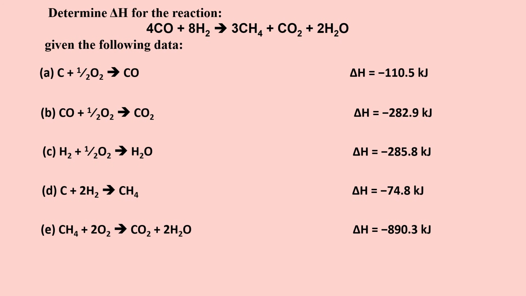Now we must arrange the steps, the intermediate processes, to match the target reaction. So we flip equation A. This will cause the delta H value to go from negative 110.5 kilojoules to positive 110.5 kilojoules.